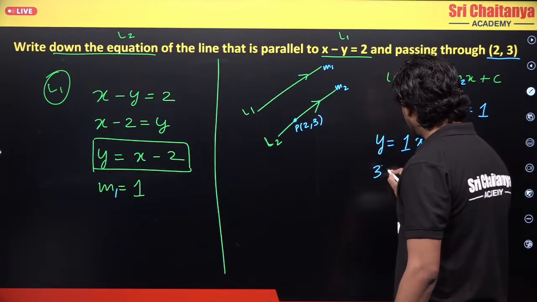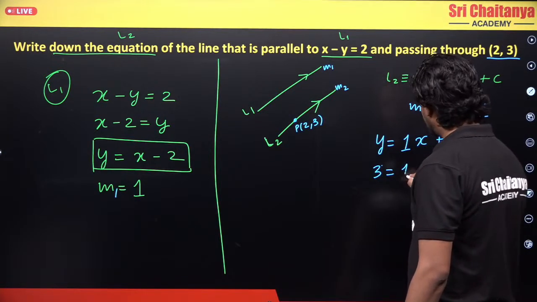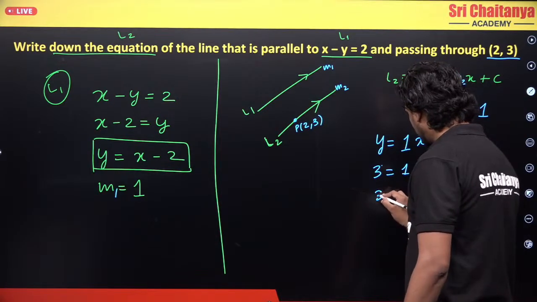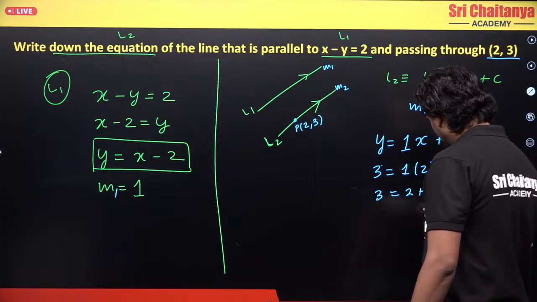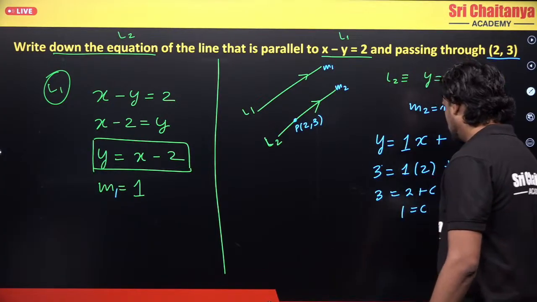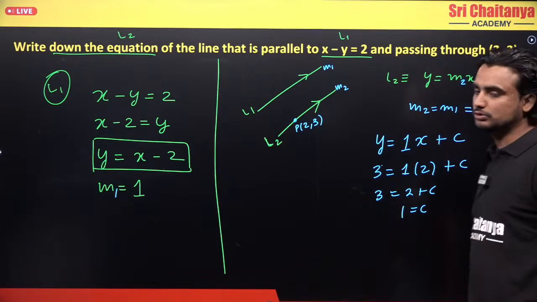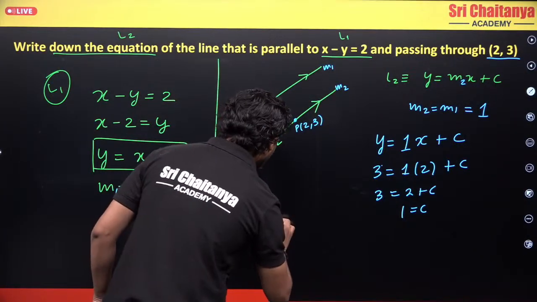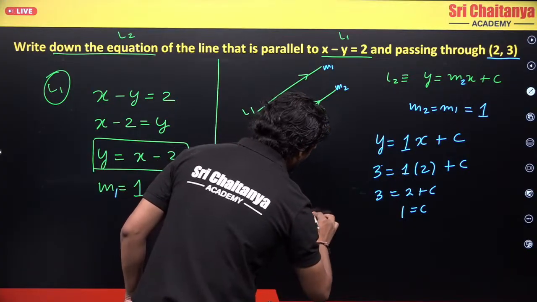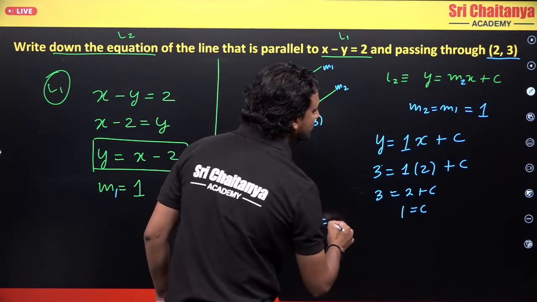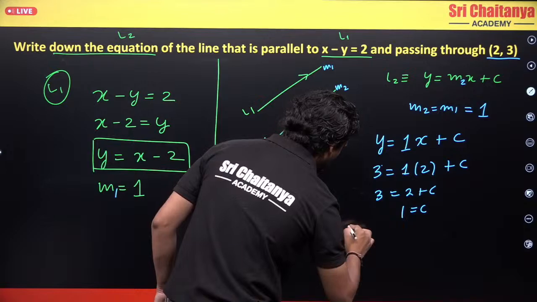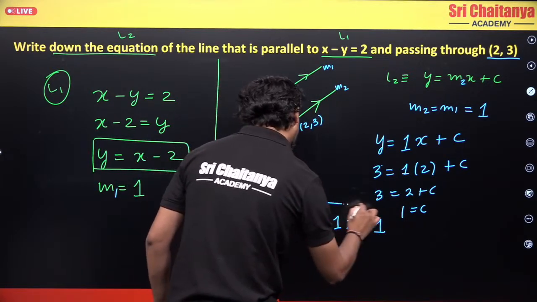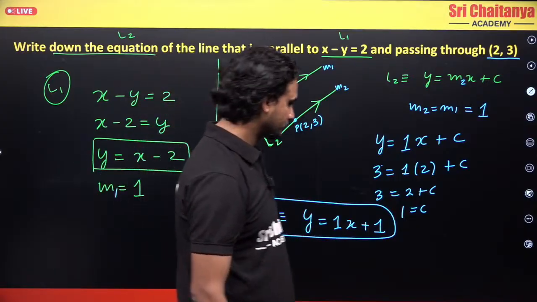For y equals 3 and x equals 2, what do I get? 3 equals 2 plus c, and I get c equal to 1. So now I have the value of m and also the value of c. Substituting again in my general equation, what do I get? L2 is y equals m2 x plus c. What is m2? m2 is 1, into x plus c. What is c? c is also equal to 1. So this is my equation of the straight line.